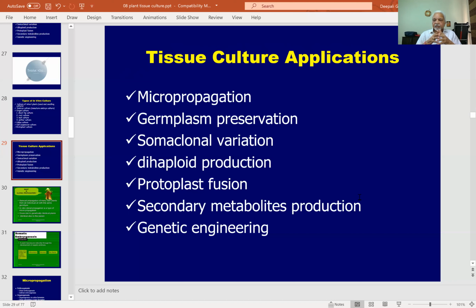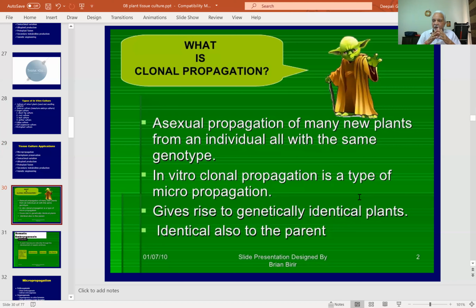In this session, very specifically, I'm going to focus on the application of tissue culture techniques for micropropagation or clonal propagation, used interchangeably, both mean the same, and germplasm preservation, how the basic tissue culture technique has been exploited for these two applications. So first, what is clonal propagation?